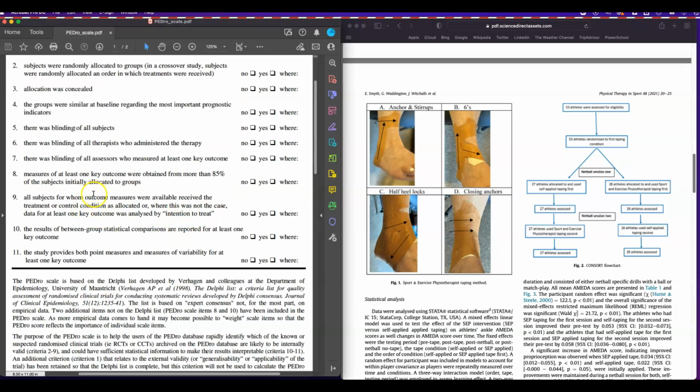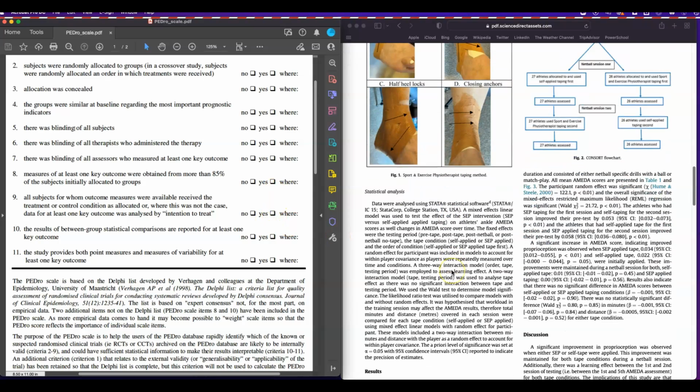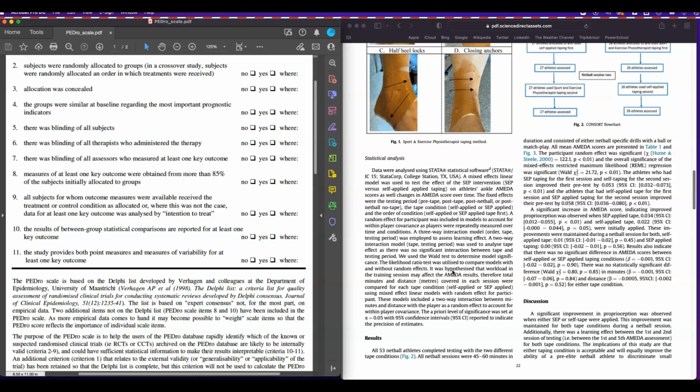Number 9, all subjects from whom outcome measures were available received the treatment or condition as allocated. And so again, this is a yes, right? Because we know that 27 athletes started in this self-applied taping first, 27 athletes were assessed, 27 athletes did the sports physiotherapist taping, and 27 athletes were assessed. So again, usually if the answer to number 8 is yes, most often the answer to number 9 is also going to be yes, and the where obviously would be on page 22.